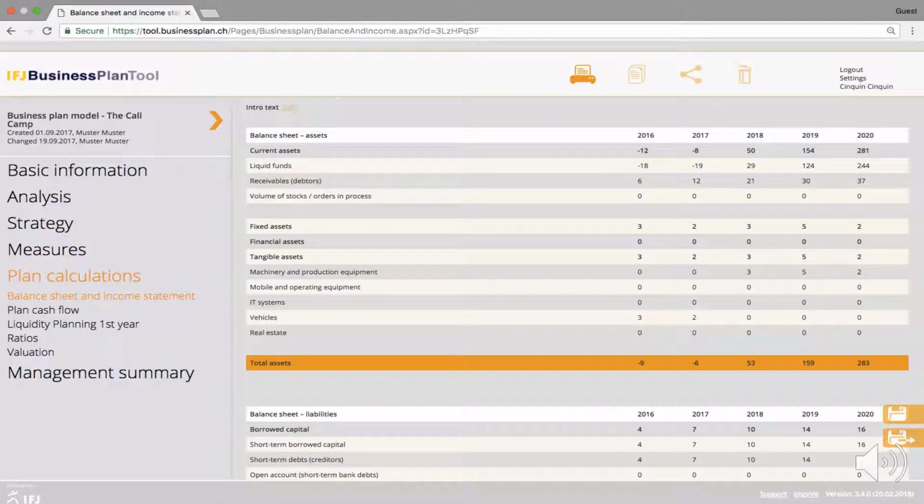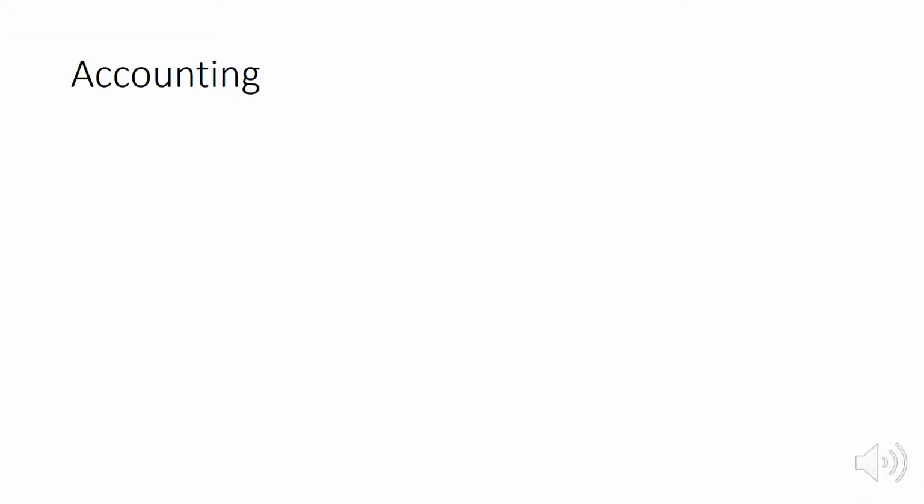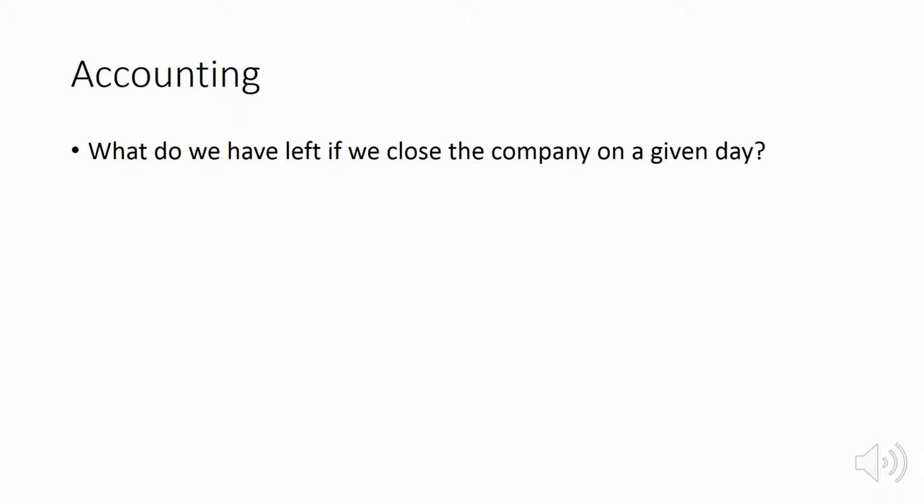Here again, I suggest you read up on accounting, as this will really help you with your business. But in any case, here's a quick overview of accounting so that we can get started together. Accounting is about balances, so basically the balance sheet. It tells you what you will have left on a given day if you close the company on that day.